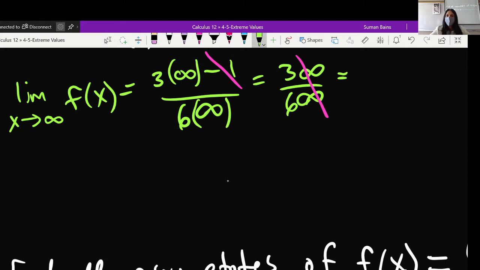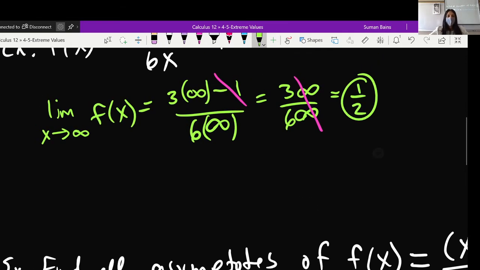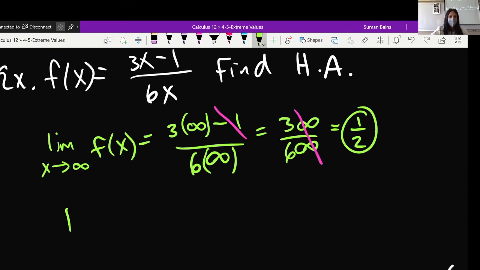So after working our way through this, we just end up getting that the limit as x approaches infinity of f of x is equal to a half. So what is that saying? It's saying we have a horizontal asymptote at y equals a half.